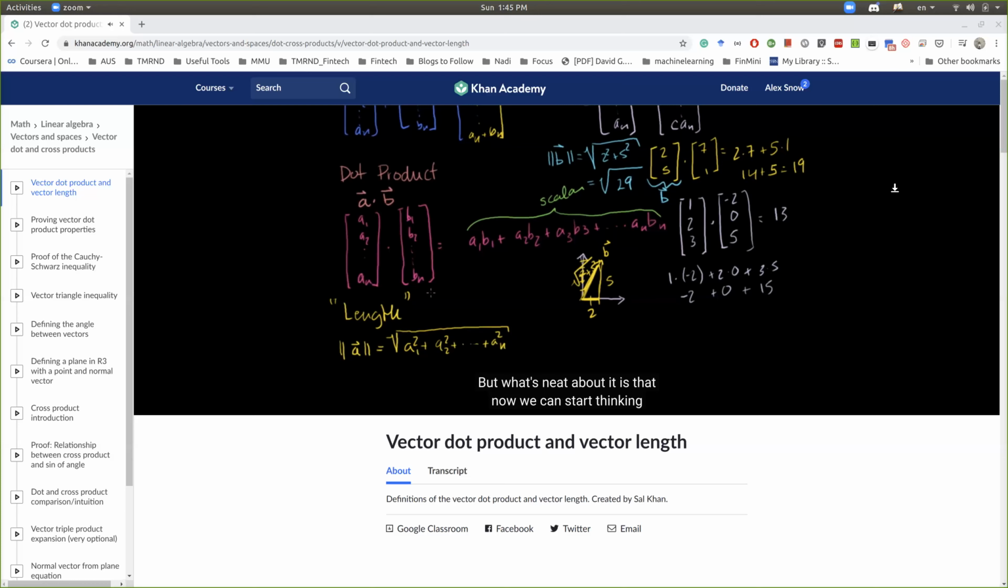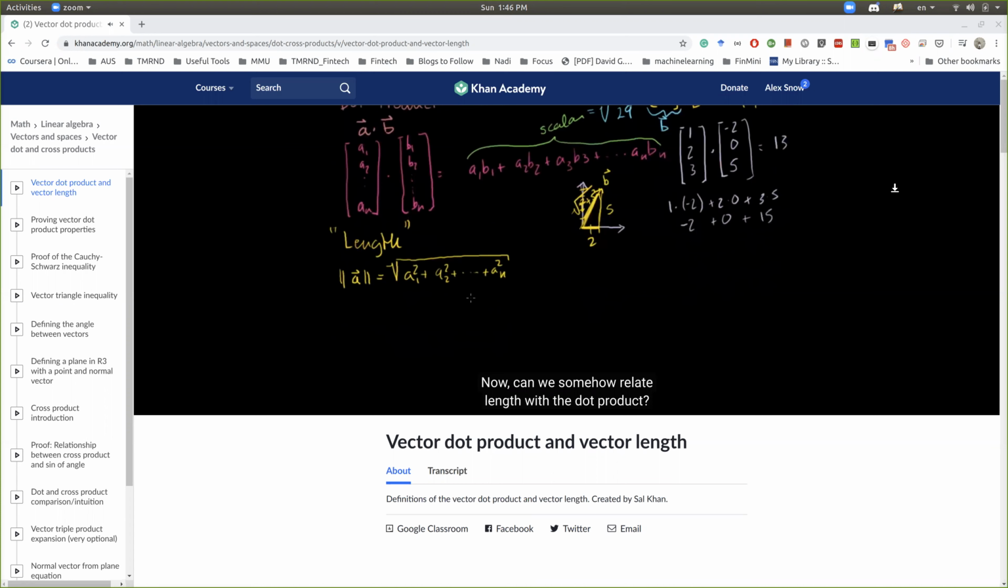But what's neat about it is that now we can start thinking about the length of a vector that maybe has 50 components, which, really, to visualize in our traditional way makes no sense. But we can still apply this notion of length and start to abstract beyond what we traditionally associate length with. Now, can we somehow relate length with the dot product?